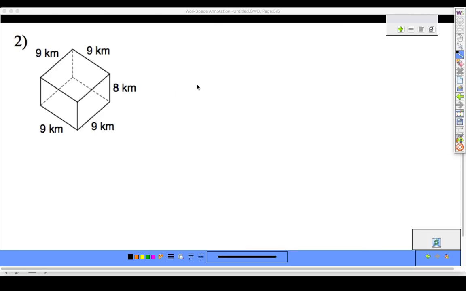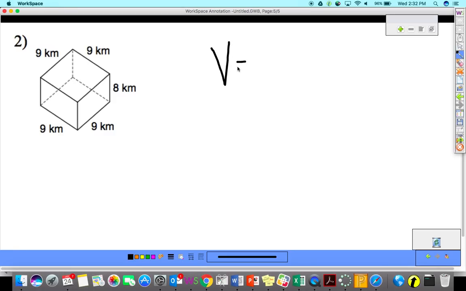Looking at this shape, I know I'm supposed to find the volume, so I'm going to write my formula down. This is a rectangular prism. Okay, it's a three-dimensional rectangle. So I'm going to go length times width times height. Looking at this, one thing I notice is that I have a bunch of 9s and only one 8. So I need to consider which numbers I actually need to use.